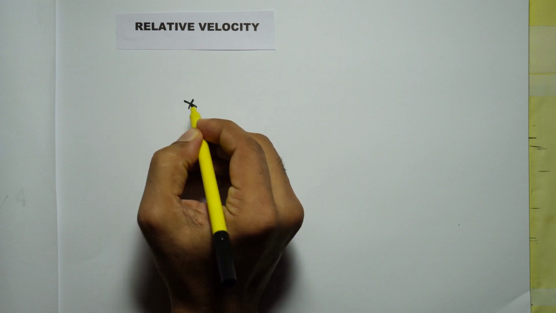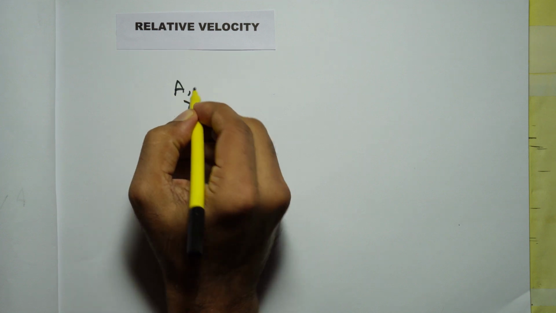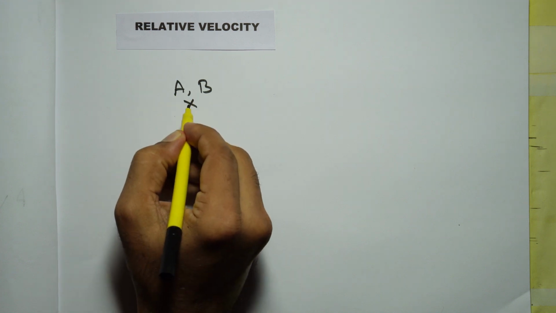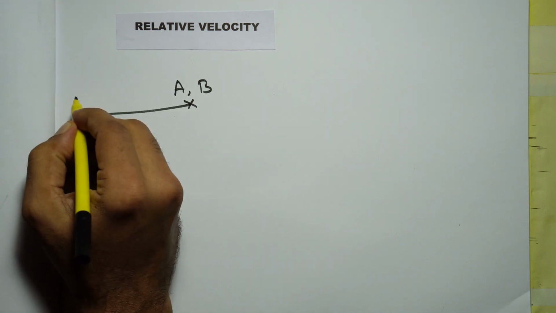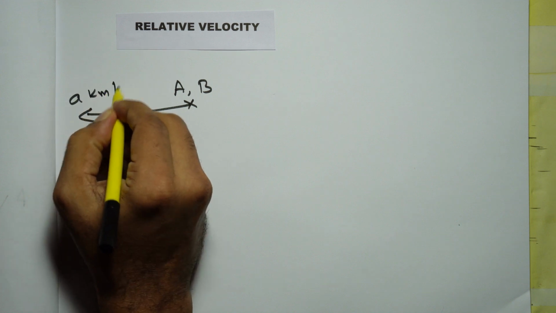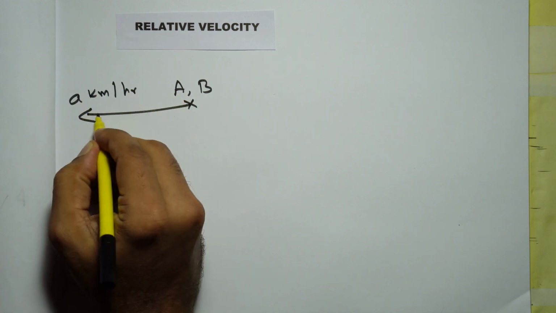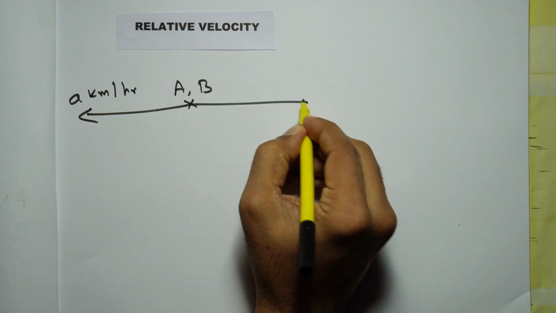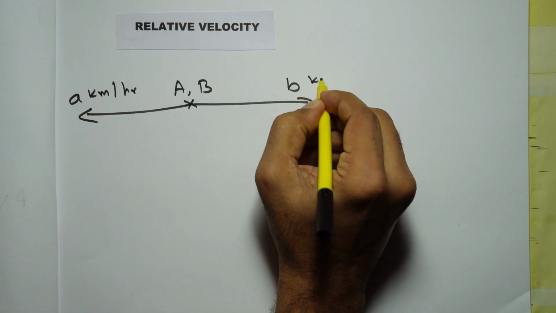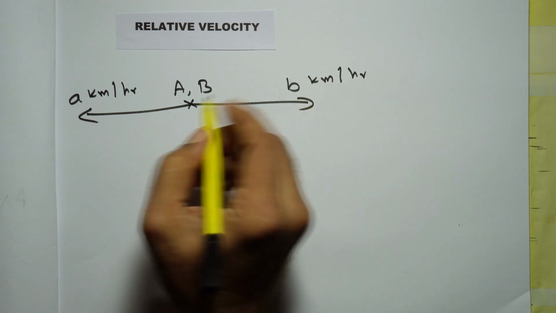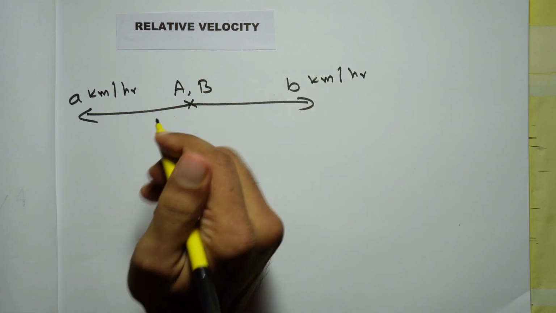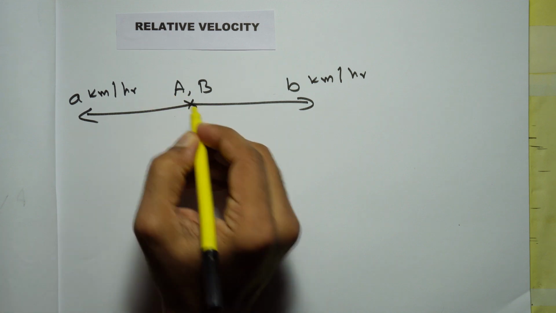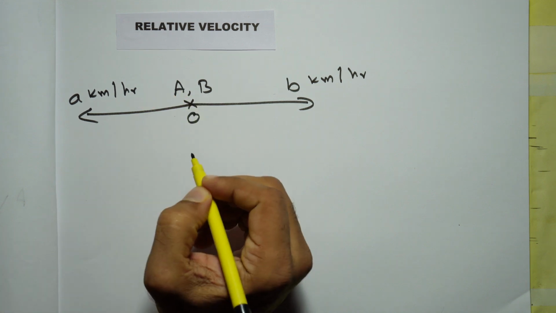Let us say you have a point here. Now there are two people A and B. They are both at this point. Now person A is moving in this direction at A kilometers per hour, and B is moving in this direction and his speed is B kilometers per hour. Initially they are both here. So what is the relative velocity between A and B? Initially they are both here, so the distance between them is 0.